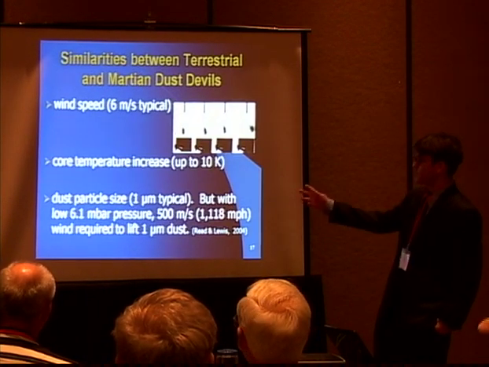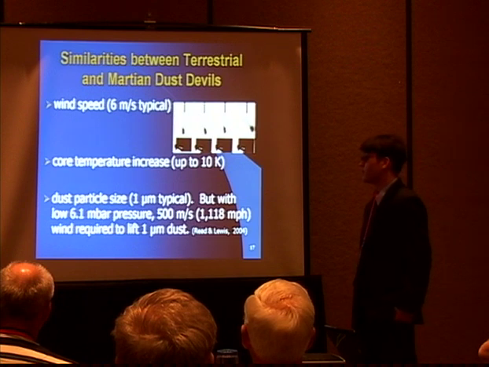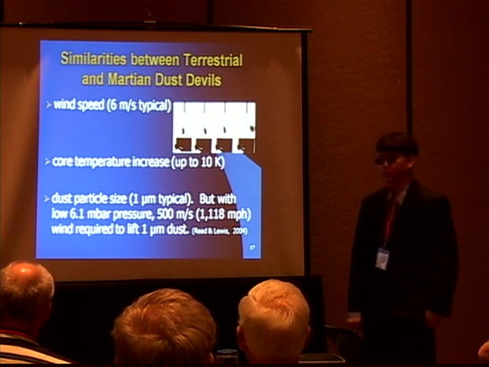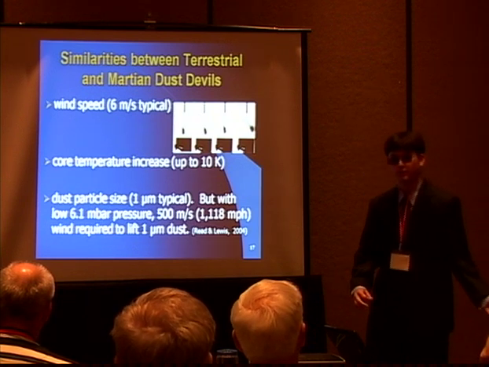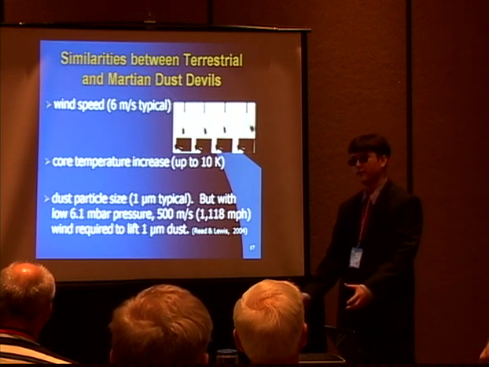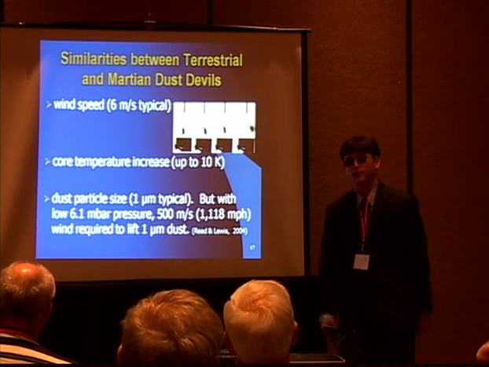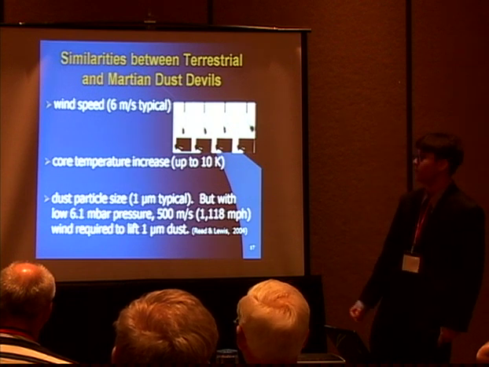Okay, I mentioned earlier the wind speed is about 6 meters a second, over 13 miles an hour. The core temperature increase, which is the temperature difference between inside the dust devil and the outside environment, can be as much as 10 Kelvin. However, higher sampling rates may reveal as much as 20 Kelvin in both landers.